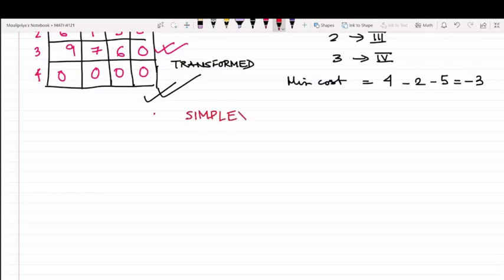The simplex algorithm is very important in solving linear programming problems where the number of variables is more than 2, and plotting them becomes very, very difficult.